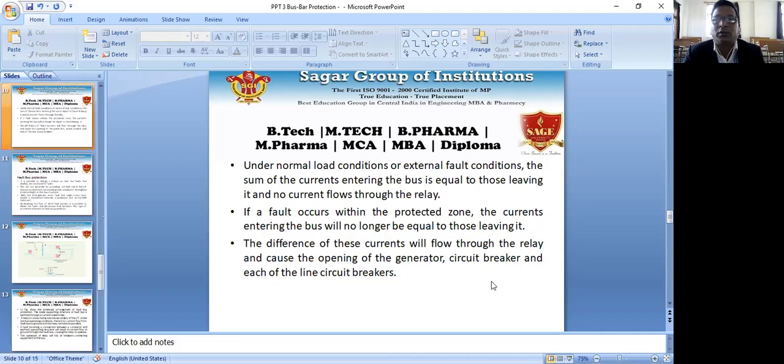Under normal load conditions or external fault conditions, the sum of the currents entering the bus is equal to those leaving it, and no current flows through the relay. If a fault occurs within the protected zone, the currents entering the bus will no longer be equal to those leaving it. The difference of this current will flow through the relay and cause the opening of the generator circuit breaker and the line circuit breakers.